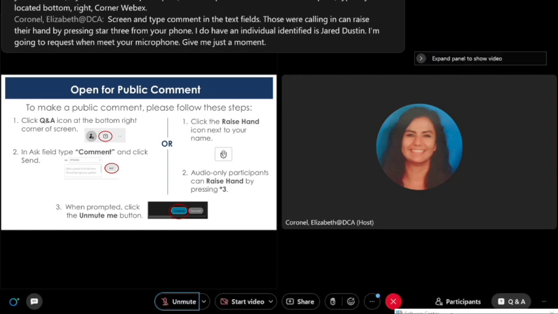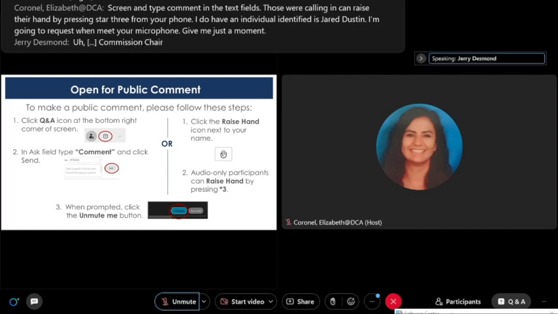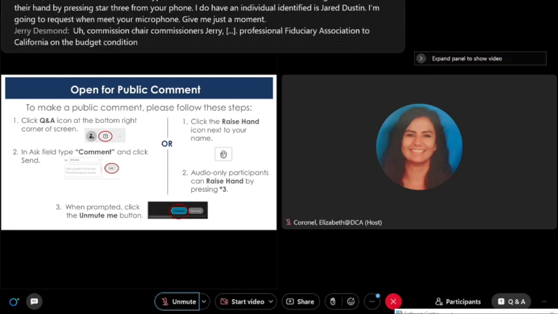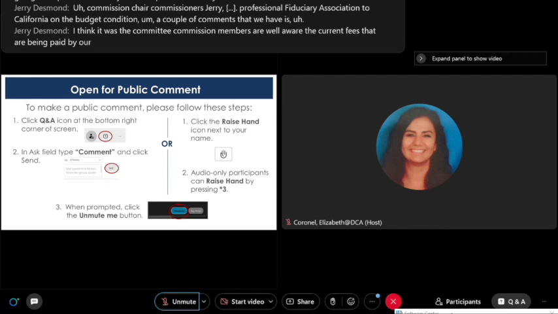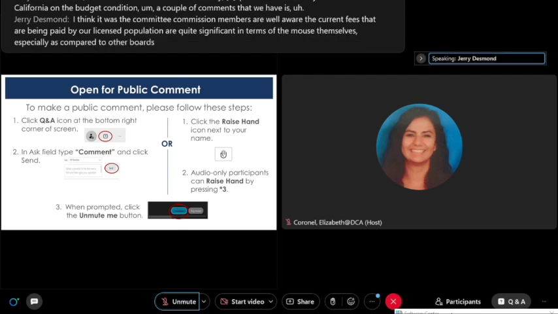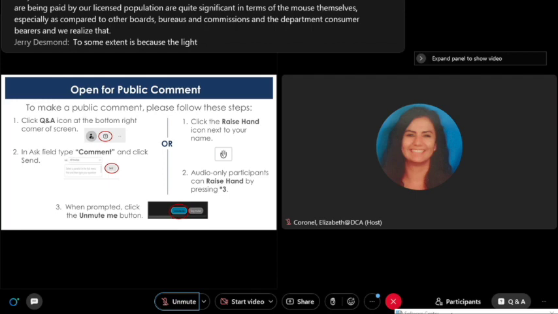Bureau Chief, Commission Chair, and Commissioners, Jerry Desmond with the Professional Fiduciary Association of California on the budget condition. A couple of comments that we have. A, as the commission members are well aware, the current fees that are being paid by our licensed population are quite significant in terms of the amounts themselves, especially as compared to other boards, bureaus, and commissions in the Department of Consumer Affairs. And we realize that to some extent is because the licensed population is not huge. It's in the hundreds, not in the thousands.